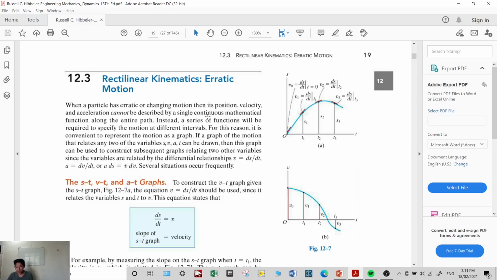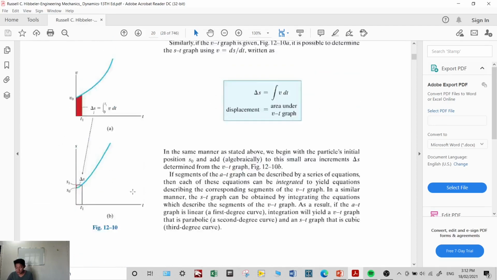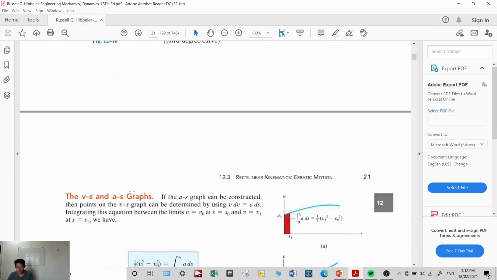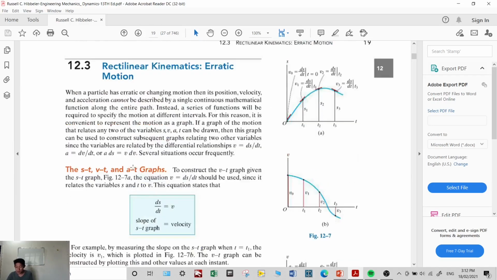In this lecture, we will be drawing the position versus time graph, or ST graph, the velocity versus time graph, the acceleration versus time graph, the acceleration versus position graph, and the velocity versus position graph. So all in all, we will be dealing with 5 graphs. These graphs will represent the motion of the particle, or the object that you are going to study.